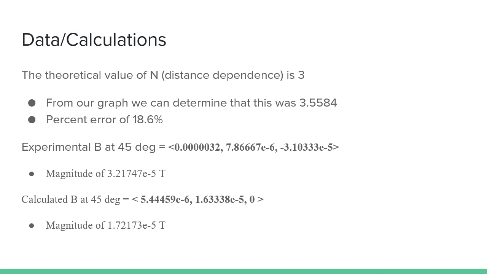So the theoretical value of n, the distance dependence, was 3, but from our graph, we determined that this was 3.5584 in our experiment, so the percent error was 18.6, which is not too bad.